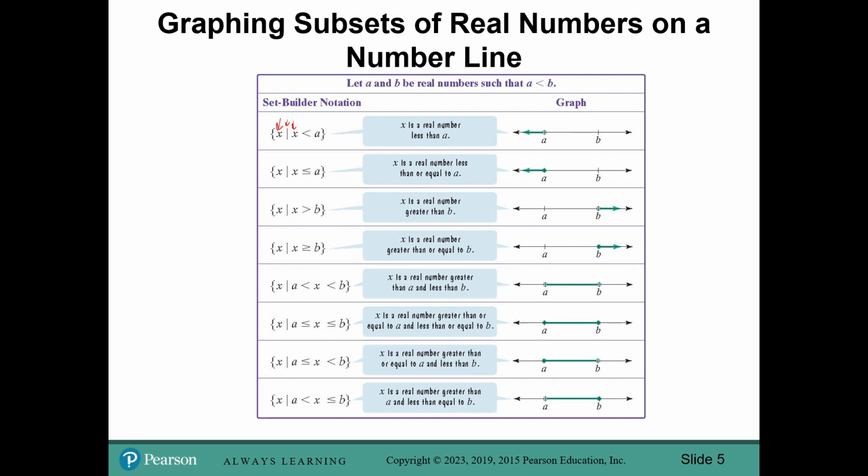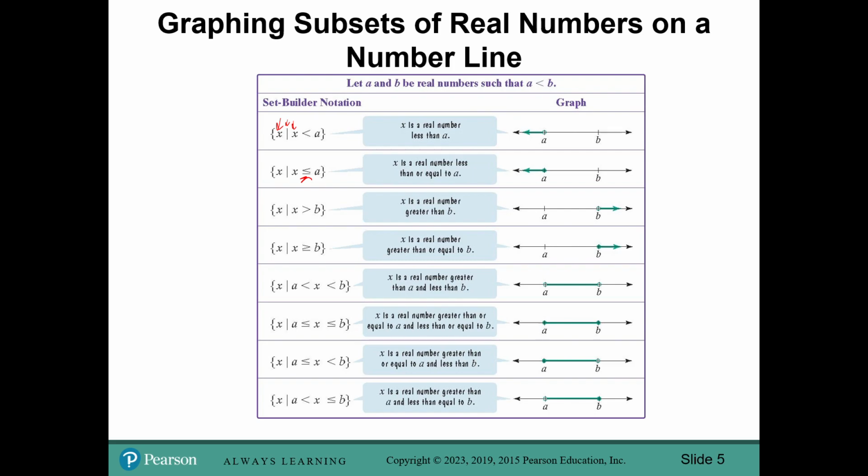Easy enough. Now here I have x such that x is less than or equal to a. Very similar. I go to a on my graph, I put a closed circle or closed dot on the a, and then I draw my line to the left hand side. The equal to part indicates that I do that closed circle because the answer in that case actually can be a, so I need to include it.